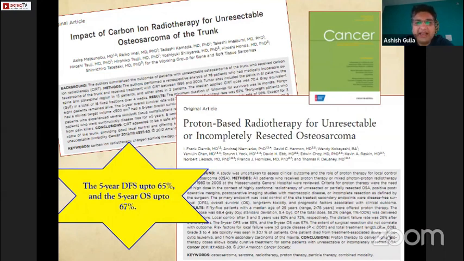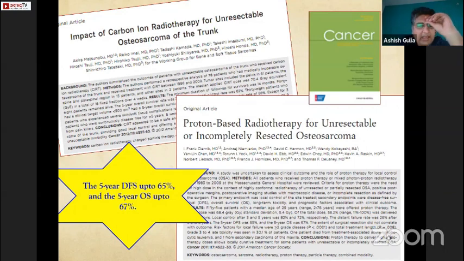Now, proton beam therapy and carbon ion therapy are the two modalities which have been used very effectively in patients where you cannot achieve a wide surgical margin, like for example, in the spine or in the sacrum. And these were very encouraging results. And after that, all unresectable tumors are advised to take these heavy ion therapies whenever possible.